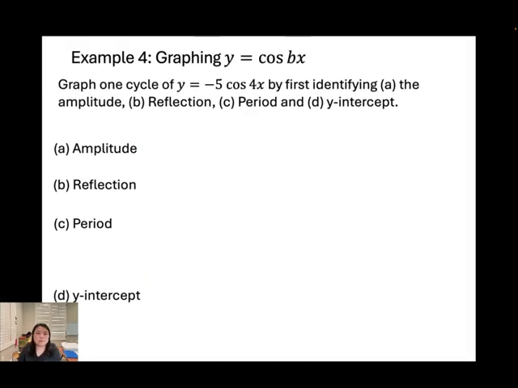Okay, try this example. Graph one cycle of y equal to -5 cosine 4x by first identifying amplitude, reflection, period, and y-intercept. I want you guys to try. Find out A, B, C, D first, and then we could graph together.